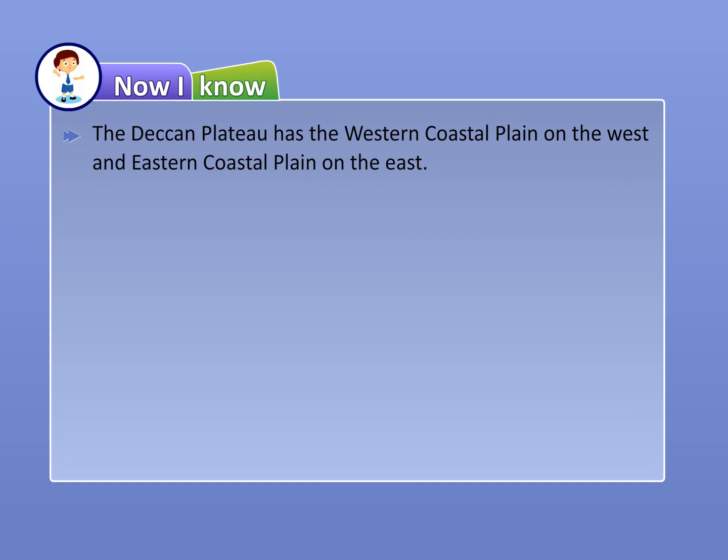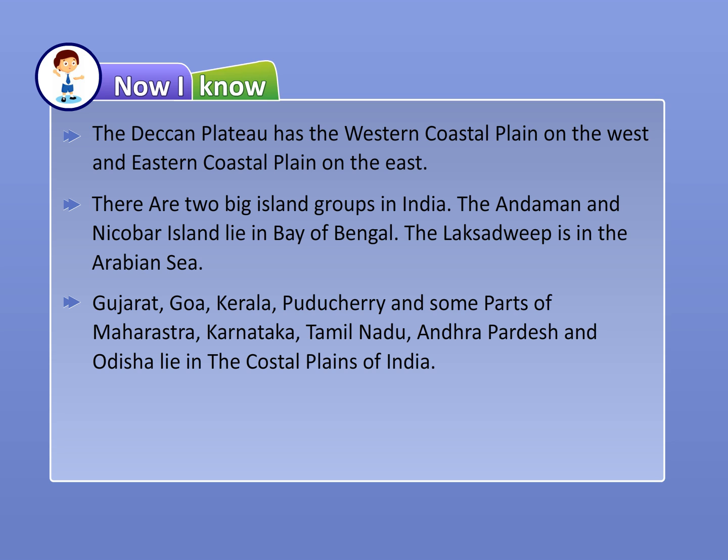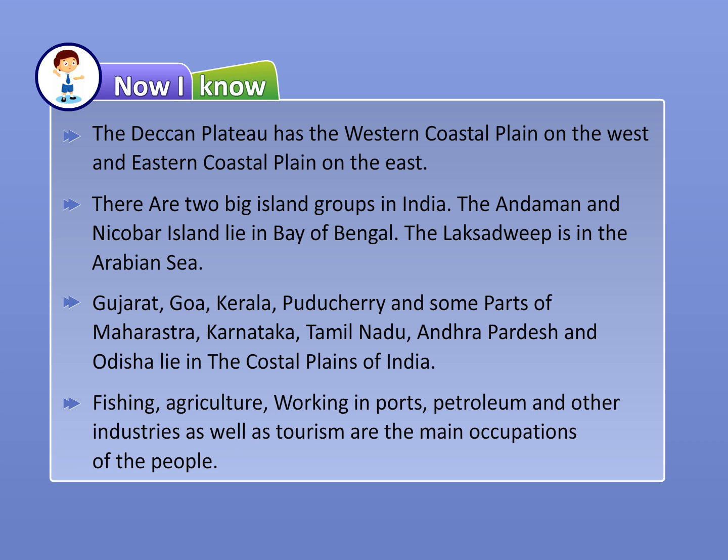Now I know. The Deccan Plateau has the western coastal plain on the west and eastern coastal plain on the east. There are two big island groups in India. The Andaman and Nicobar Islands lie in the Bay of Bengal. The Lakshadweep is in the Arabian Sea. Gujarat, Goa, Kerala, Puducherry and some parts of Maharashtra, Karnataka, Tamil Nadu, Andhra Pradesh and Odisha lie in the coastal plains of India. Fishing, agriculture, working in ports, petroleum and other industries, as well as tourism are the main occupations of the people.